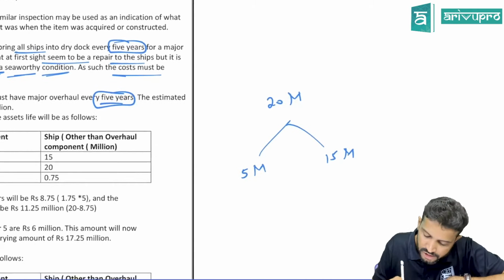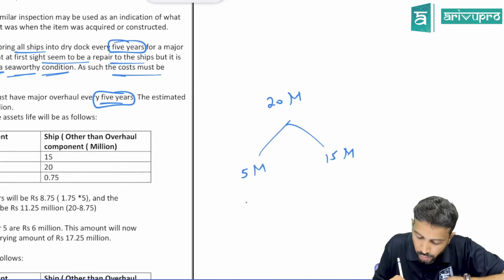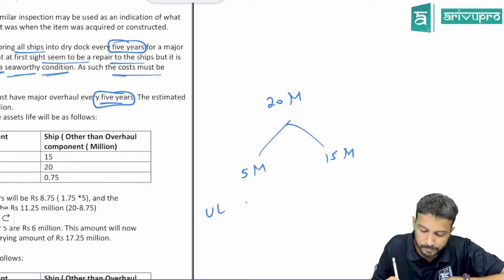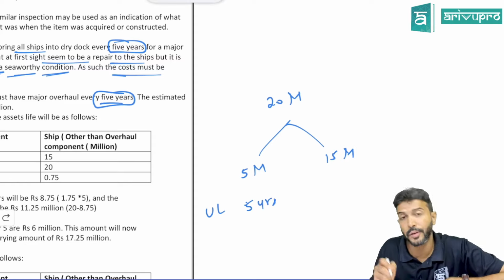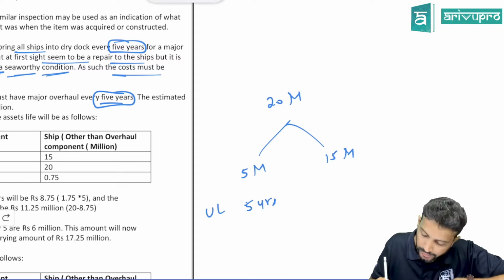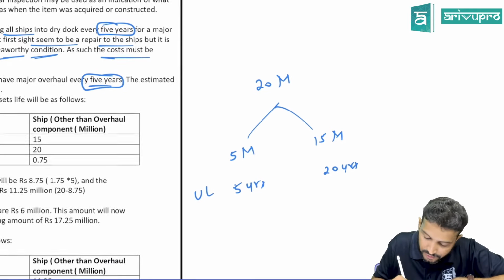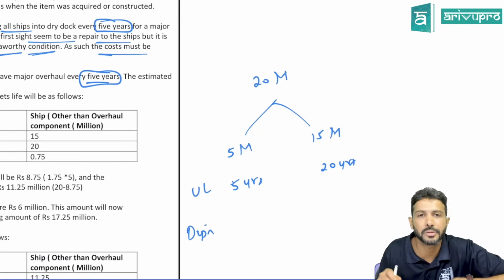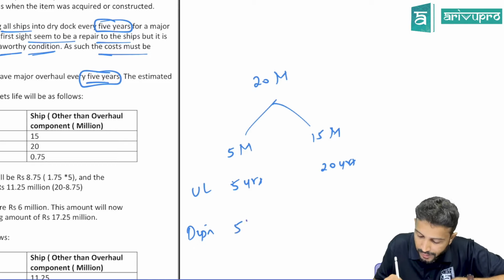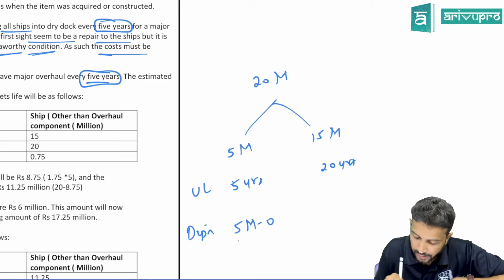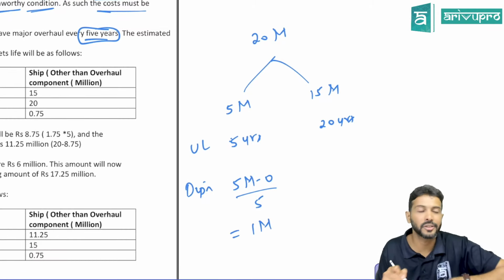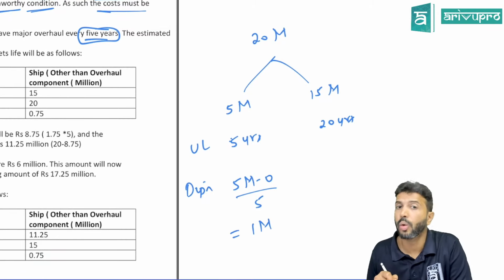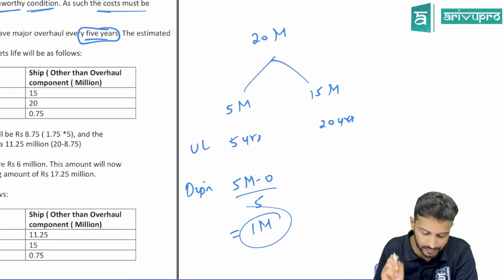Tell me, help me out. What will you take as the useful life for this 5 million? Perfect. 5 years. What will you take as the useful life for this 15 million component? You will take it as 20 years. That means calculate depreciation for me here. How do you calculate depreciation? Cost minus salvage value. Salvage value is not there. We'll take it as 0. 5 million minus 0 divided by 5. So the depreciation cost related to major inspection charges is 1 million.